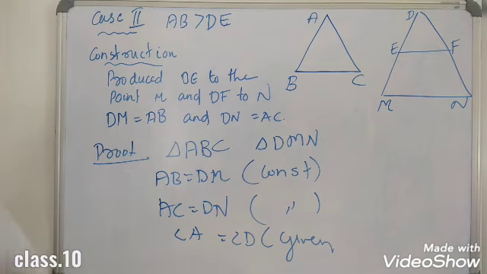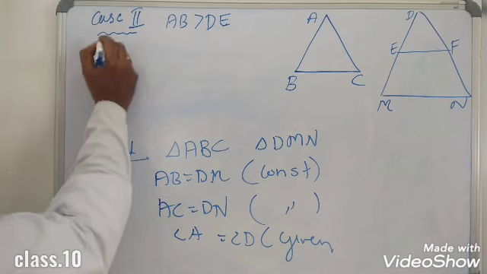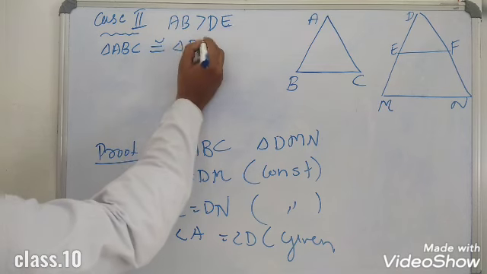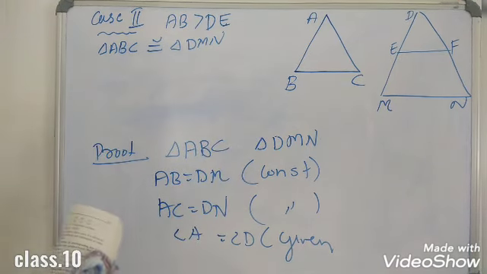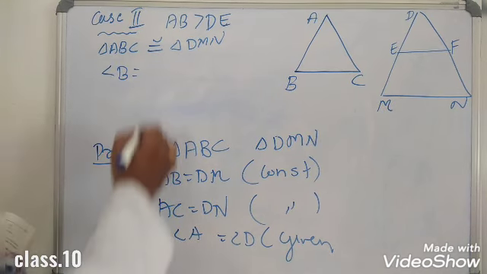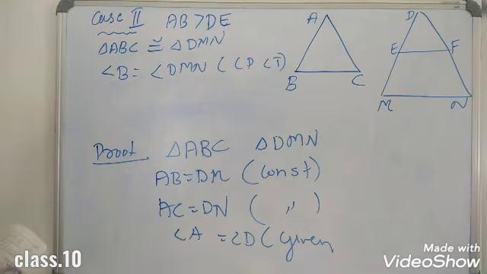Then we can say that these two triangles are congruent. That is, triangle ABC is congruent to triangle DMN. Therefore, angle B is equal to angle DMN. That is CPCT, corresponding parts of congruent triangles. So we have angle B is equal to angle DMN.